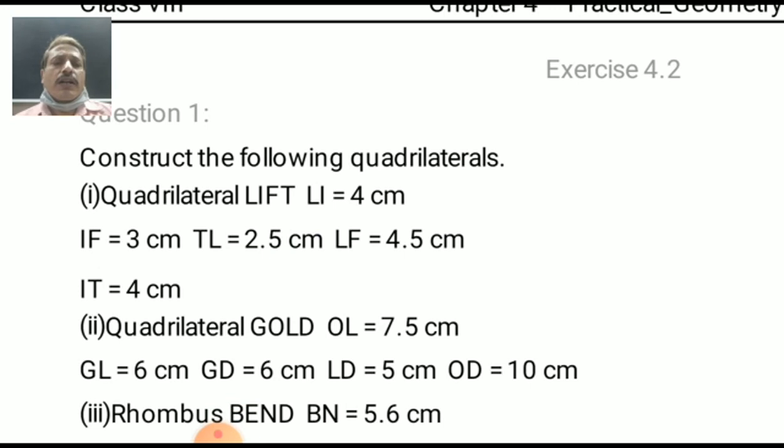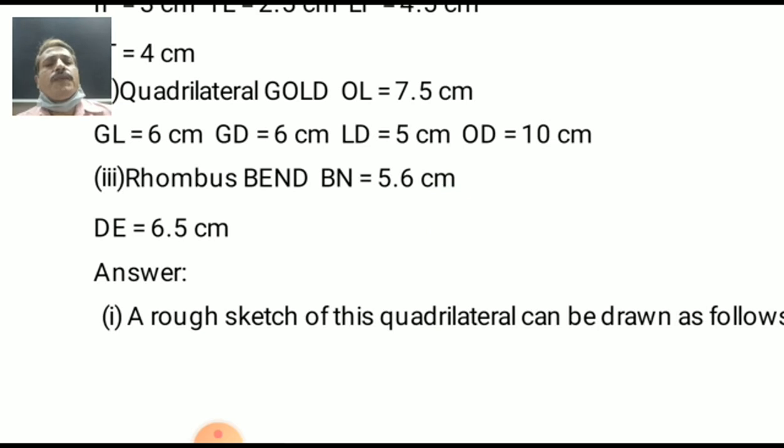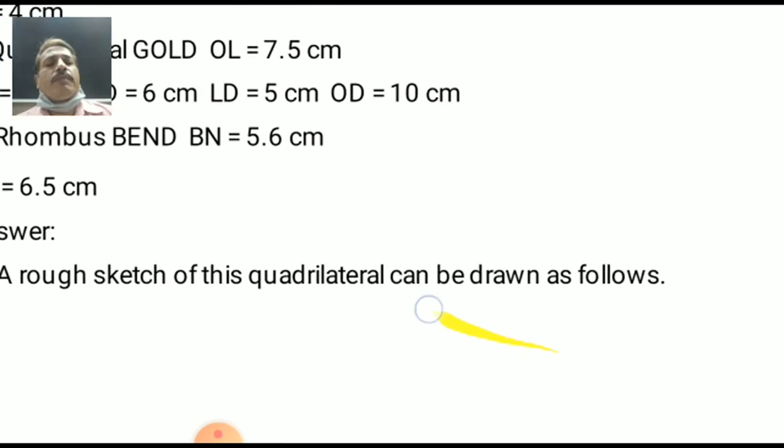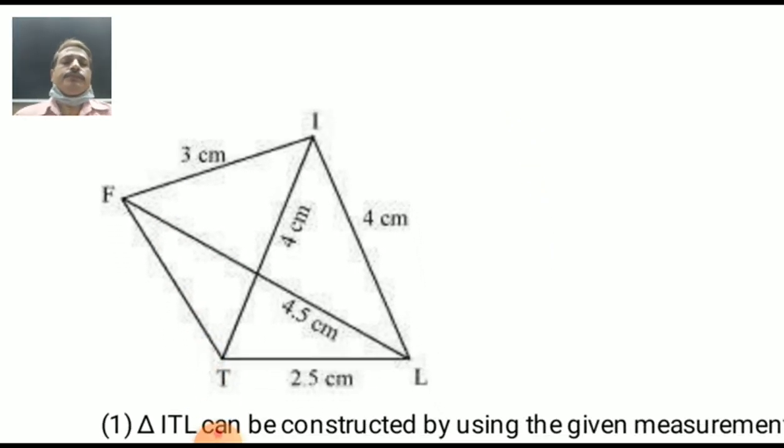Construct the following quadrilaterals. LIFT: LI is 4 centimeter, IF is equal to 3 centimeter, TL is equal to 2.5 centimeter, LF is equal to 4.5 centimeter, and IT is equal to 4 centimeter. Second one, quadrilateral GOLD: OL is 7.5, GL is this much. We can start from the first one. A rough sketch of this quadrilateral can be drawn as follows. What do you find here? Two sides are given and two diagonals are given.